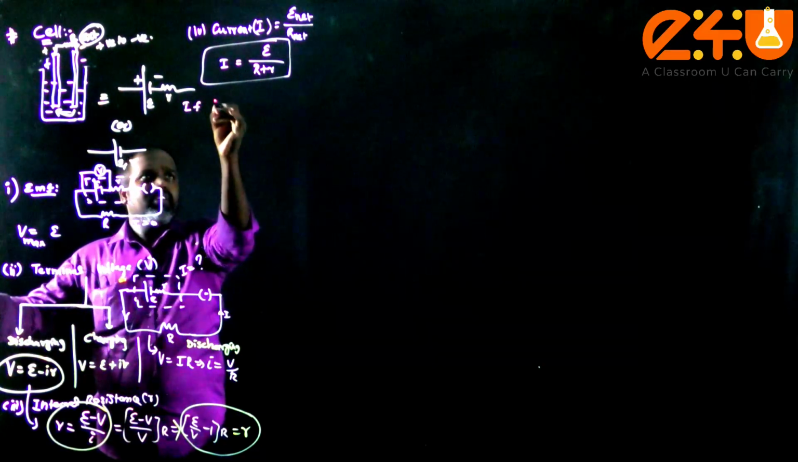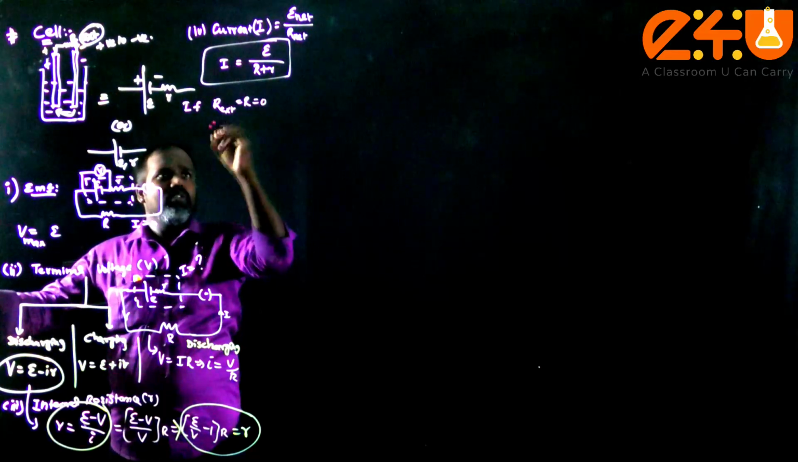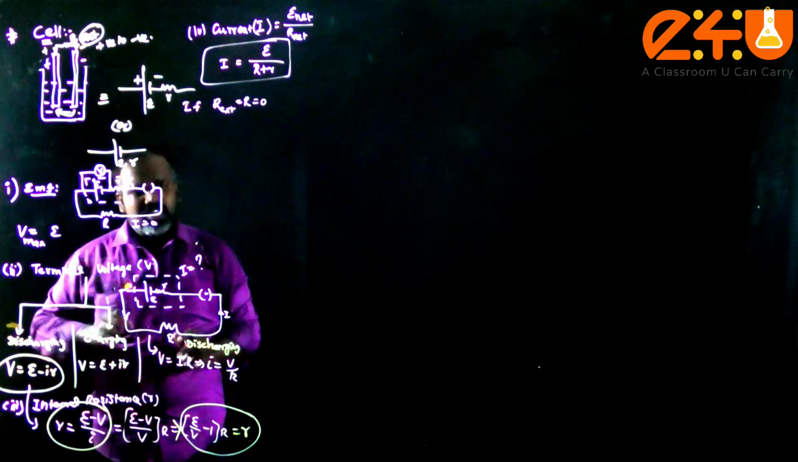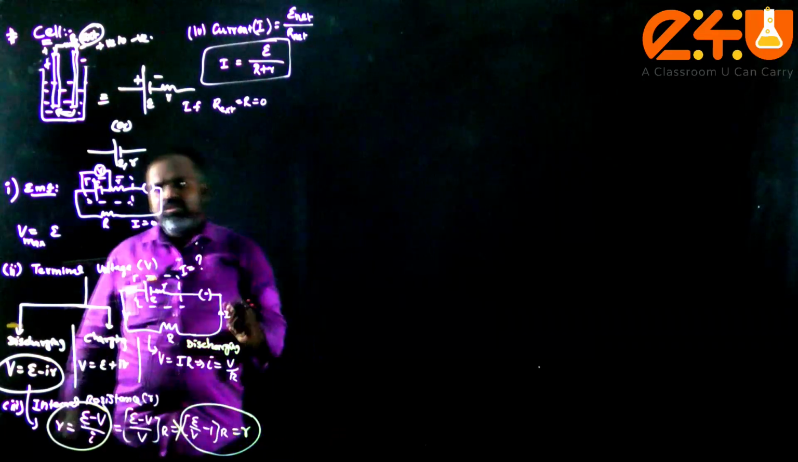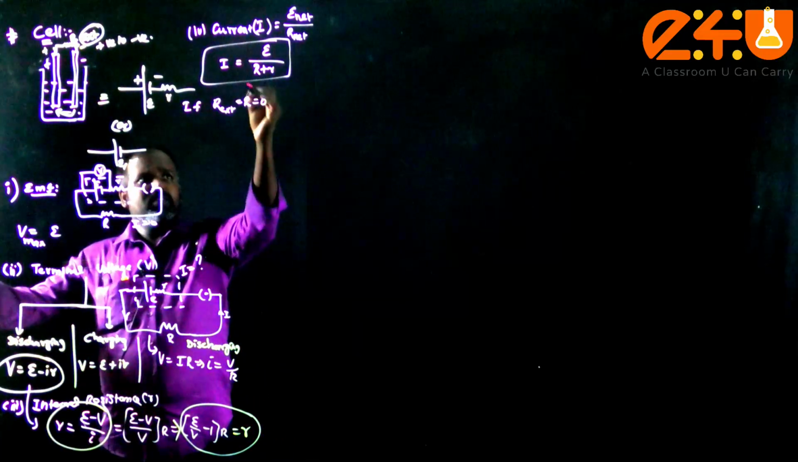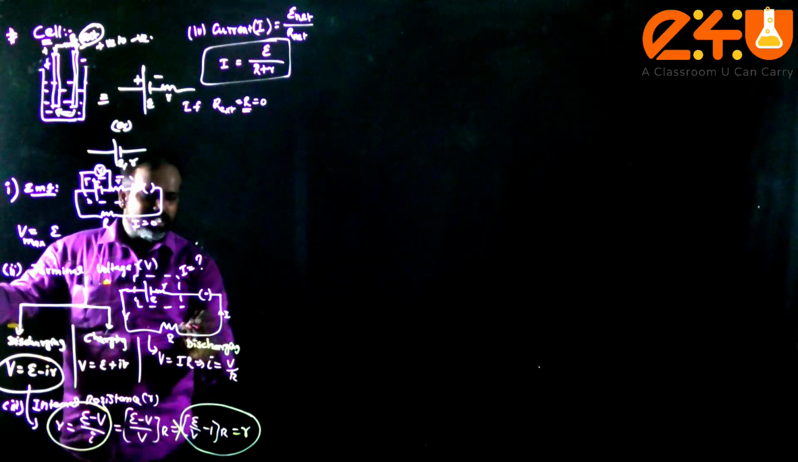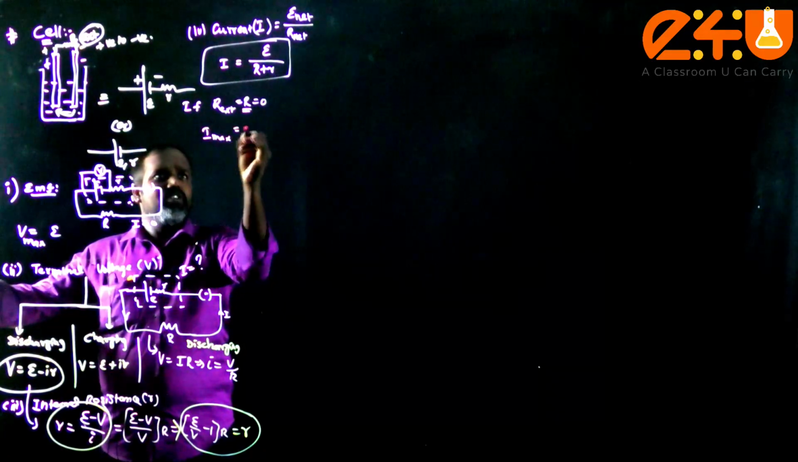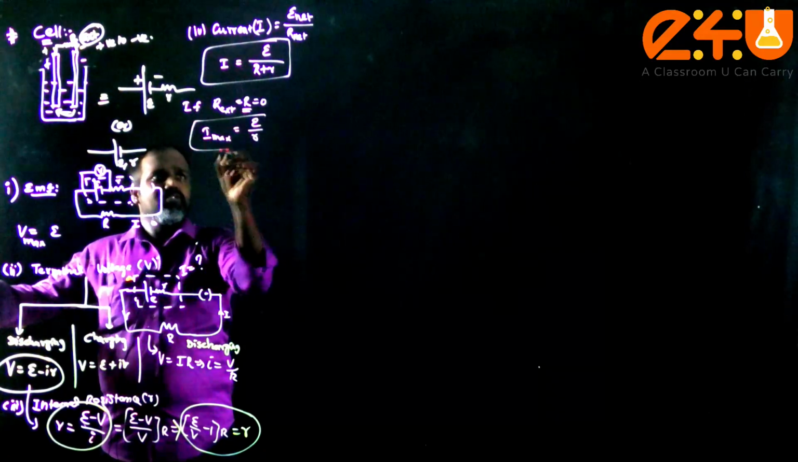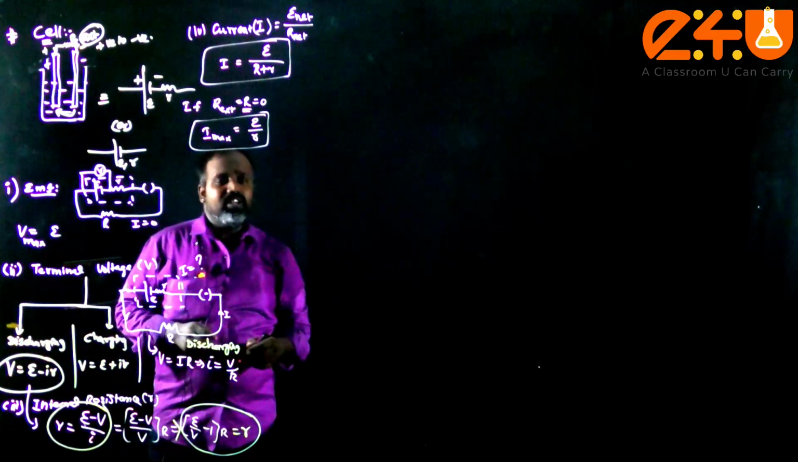Now if the external resistance R is equal to 0, because we cannot make the internal resistance 0, that means we are directly connecting the cell in a circuit, then we get I maximum is equal to E by small r. So this is the maximum current delivered by the cell when there is no external resistance in the circuit.